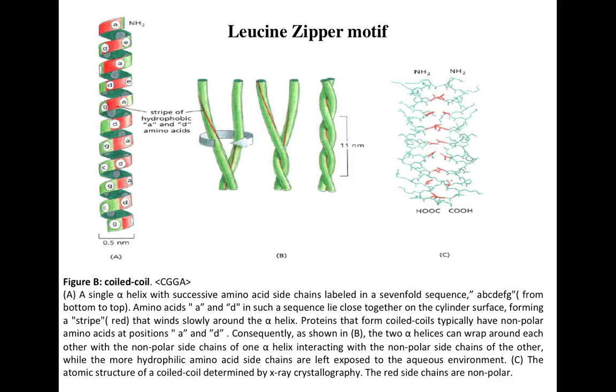So when the two strands come close to each other, the amino acids with hydrophobic side chains interact with each other. In the case of leucine zipper motifs, most of them are leucine. They would bind to each other, and the hydrophobic amino acids will be wrapped in between and hidden, and the more hydrophilic amino acids will be exposed towards the outside to face the aqueous environment. And this is basically a coil structure which was determined by X-ray crystallography. So these hydrophobic or nonpolar amino acids are going to interact with each other to lead to the formation of a zipper-like structure.